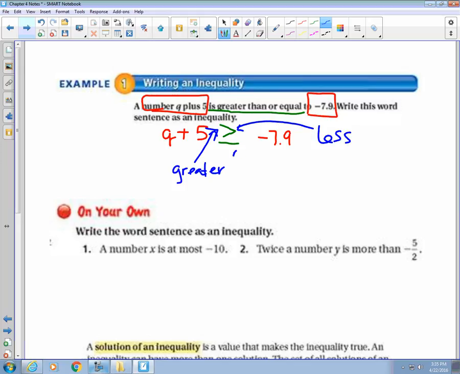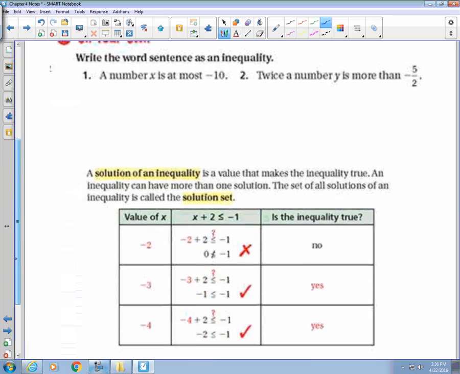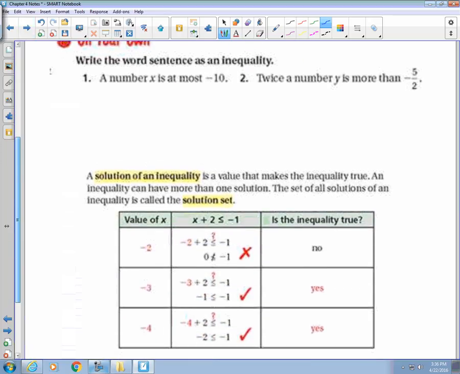And we add the equals bar down here because it says it's greater than or equal to. So we have to put that in there as well. All right, so that's the symbol we're going to use. q plus 5 is greater than or equal to negative 7.9. All right, so why don't you go ahead and see if you can do these two on your own. Pause the video for a moment. Go ahead and write these out, and then start it back up and see if you got them correct.